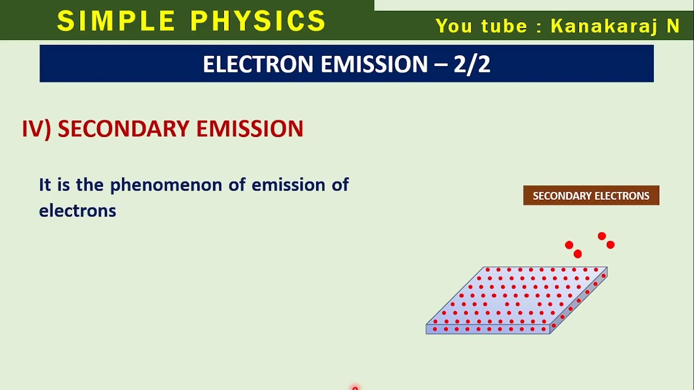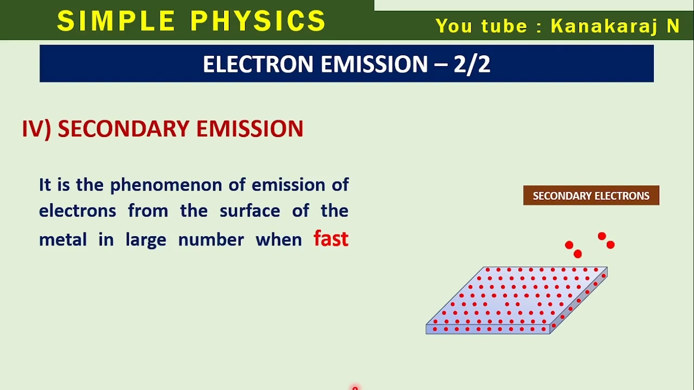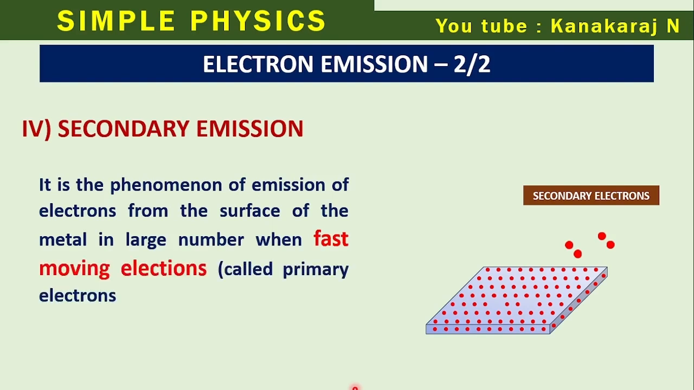It is a phenomenon of emission of electrons from the surface of the metal in large number when fast moving electrons or other particles strike the metal surface.